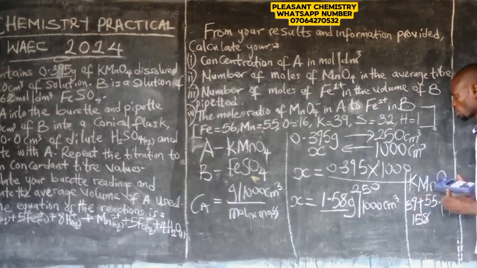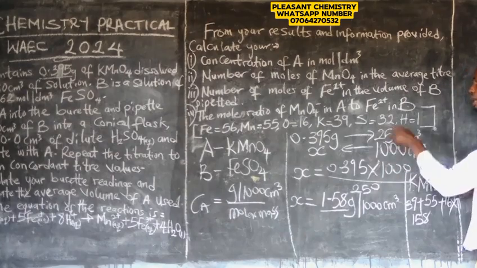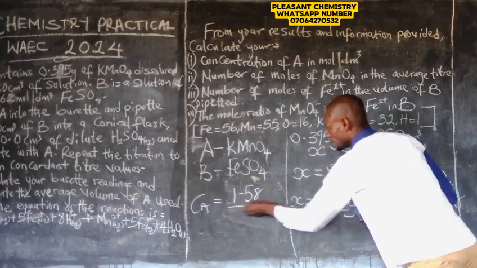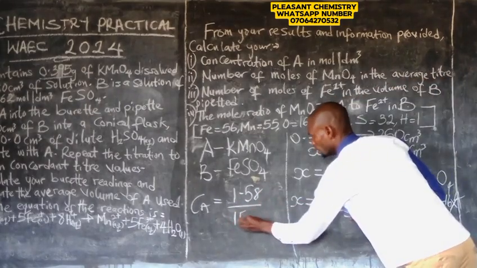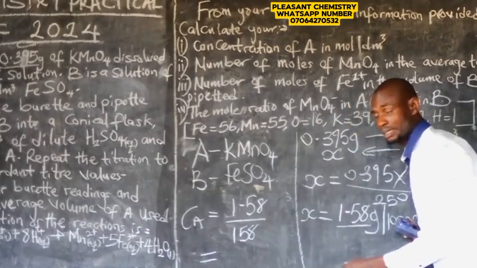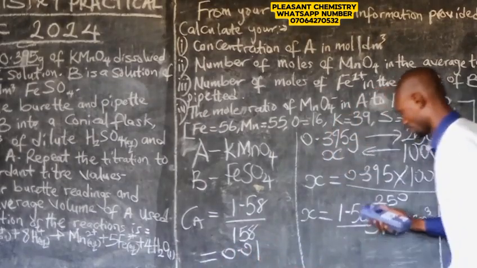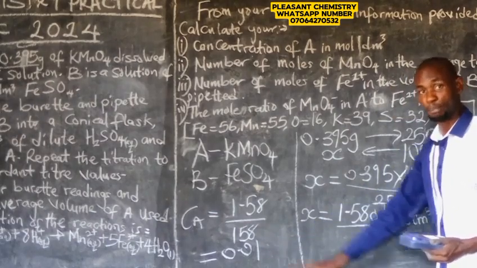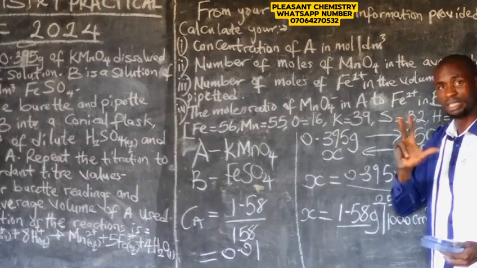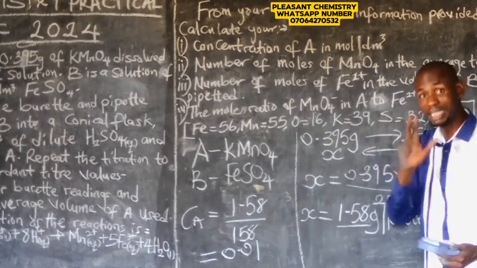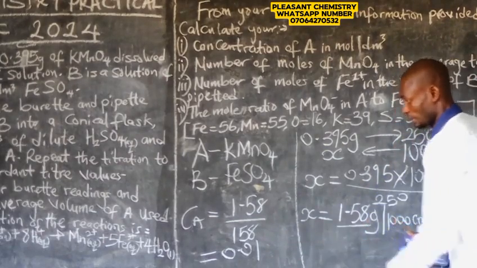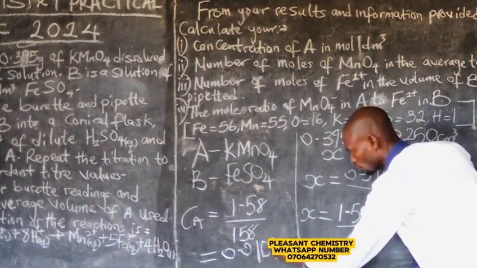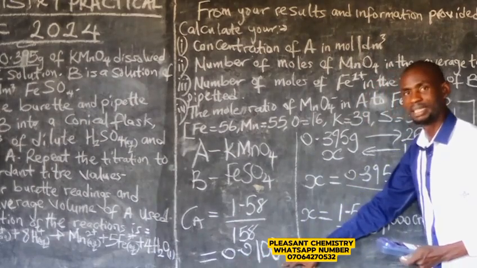So let's substitute this value into the formula to get our molar concentration of A. 1.58 divided by 158. Our final answer here is 0.01. My student, if this is the final answer you got, please don't leave your answer like this, because this must be in 3 decimal places. Or let me say, it must be 3 significant figures. So right now, this is the final answer I got. I need to add more values, which is 0, 0, to make it 3 significant figures.